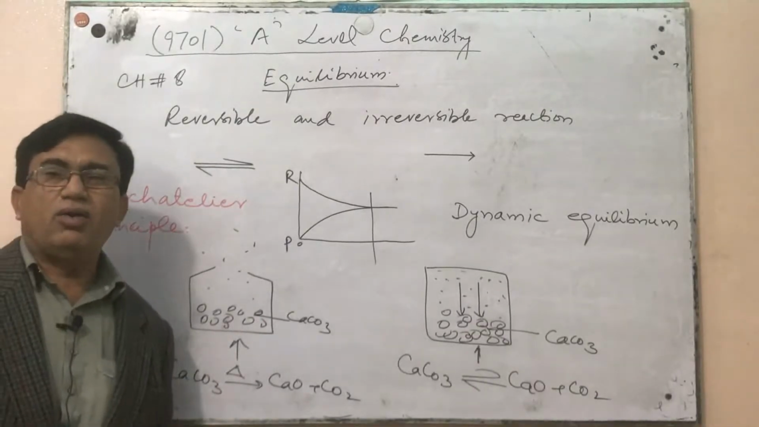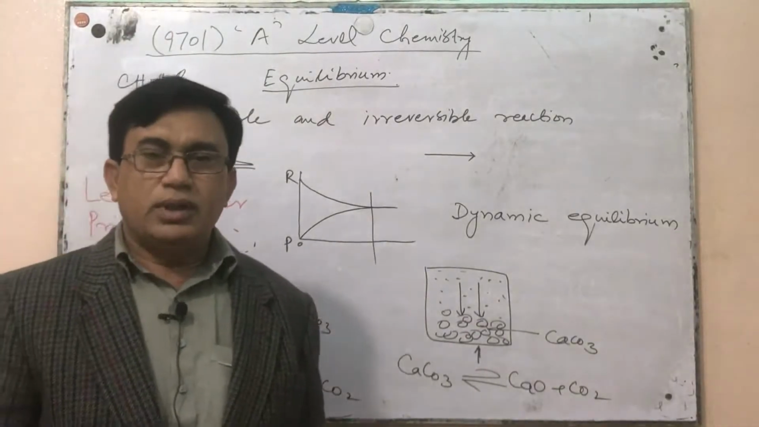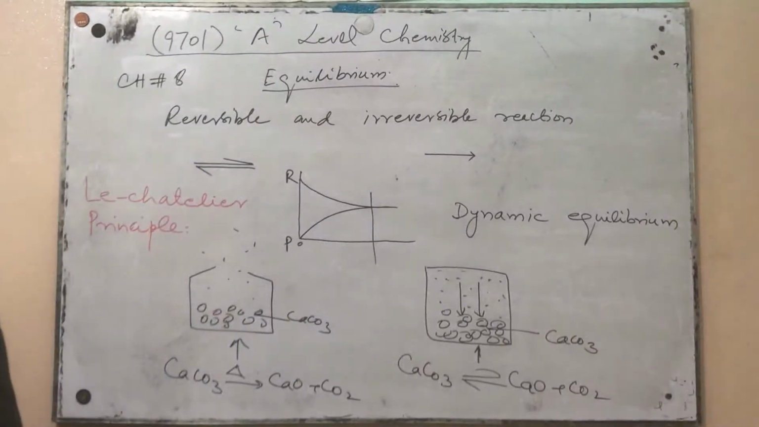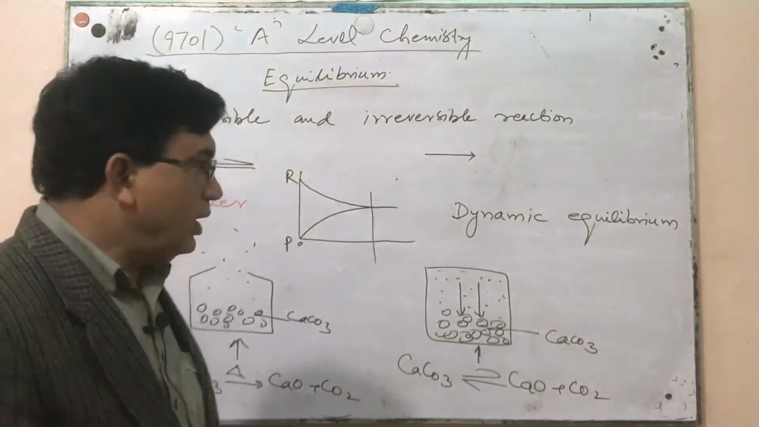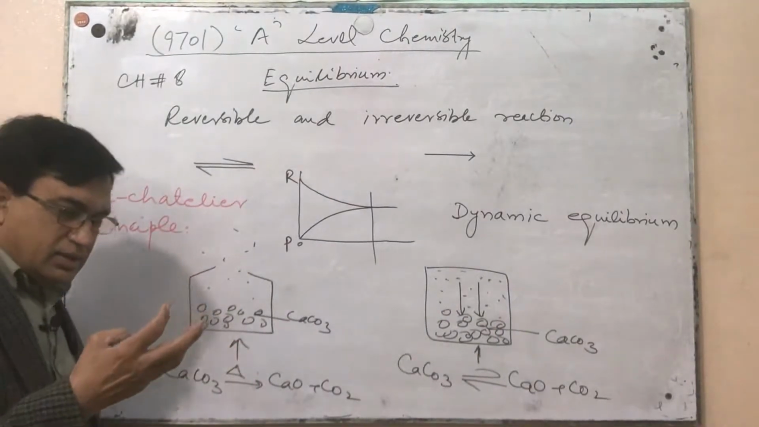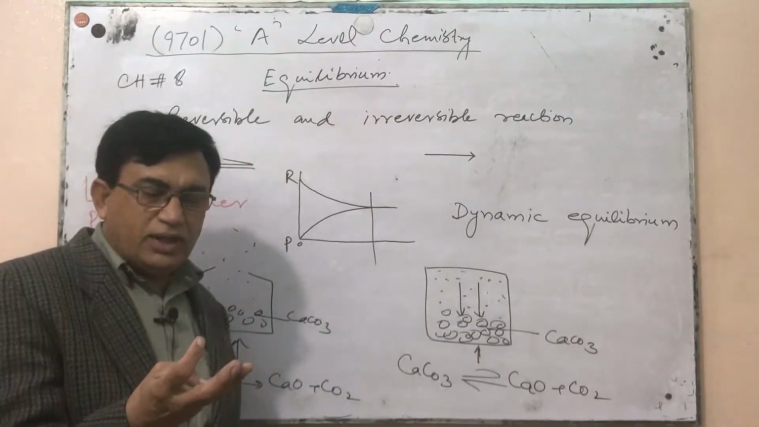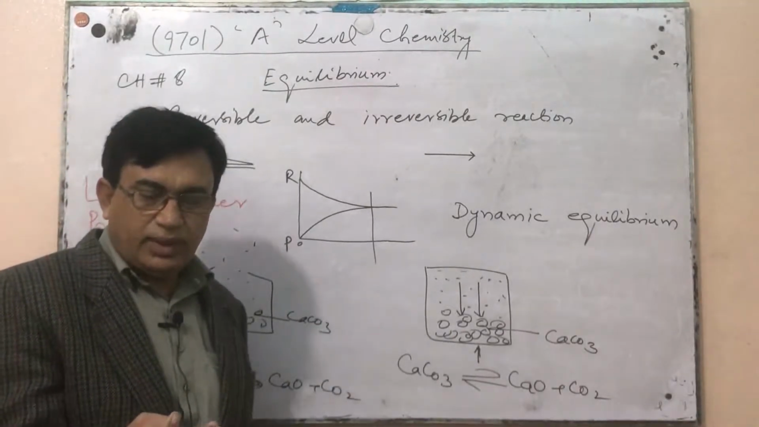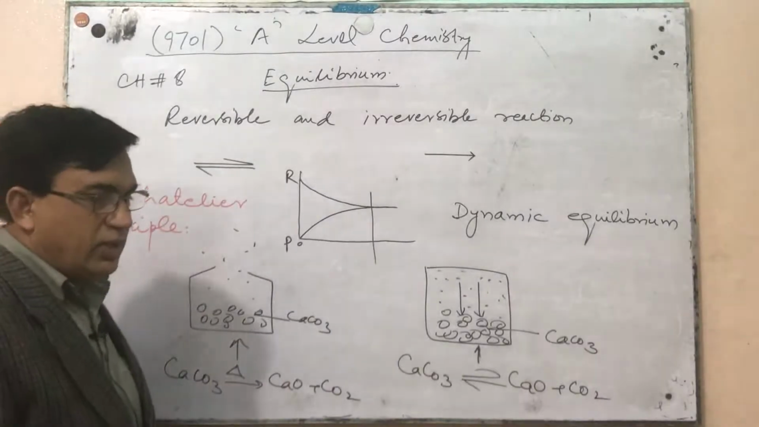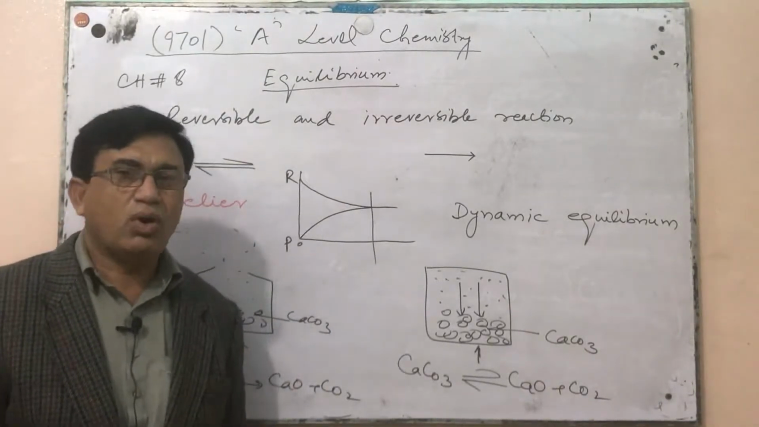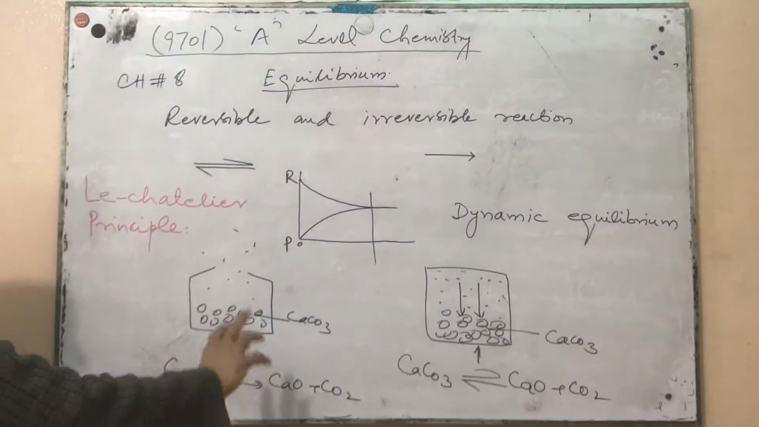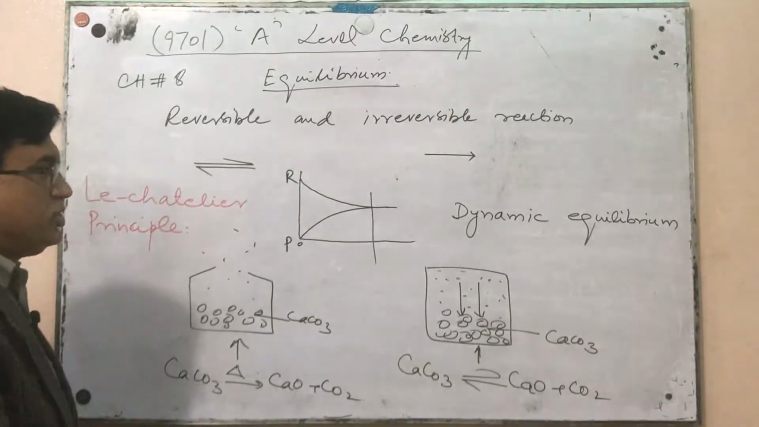Now, it means that there are main points for the establishment of dynamic equilibrium. Those points are: number one, the equilibrium must have a closed system. Second, the rate of forward reaction should be equal to the rate of reverse reaction. And third, at equilibrium, the concentration of the reactants and products become constant.